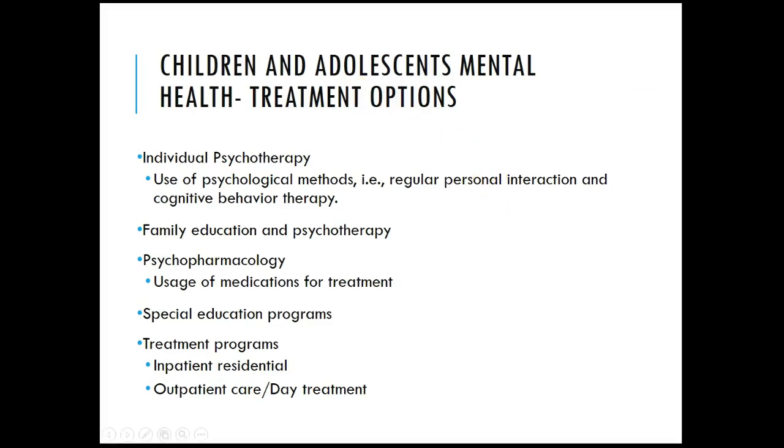We also have psychopharmacology, and this is when we start to use medications alongside psychotherapy for treatment. There are also special education programs, such as for autism or anxiety, that specialize in one particular mental health illness and educate communities, families, parents, and spouses about that particular illness. And then there are treatment programs in two different types of settings. We have the inpatient residential treatment program, so more like a hospital setting, and then we have the outpatient care centers and day treatment centers, such as a therapist's office, a psychologist's office, or a psychiatrist's office.